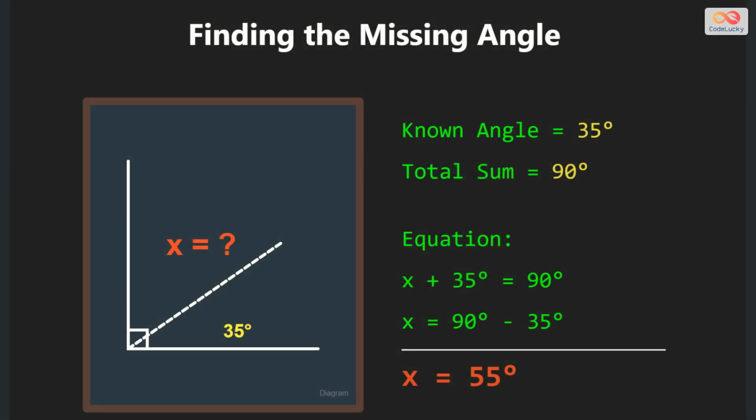This concept is very useful for solving problems. If you know that two angles form a right angle, and you know one of them is 35 degrees, you can easily find the missing one. Simply subtract 35 from 90. The answer is 55 degrees.